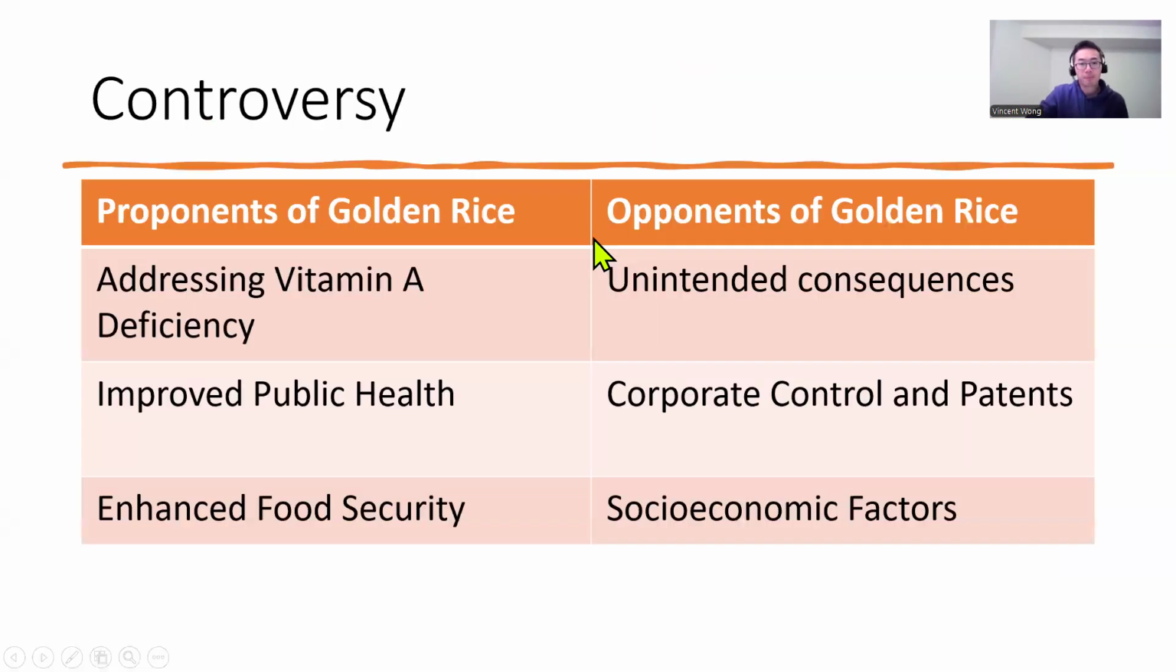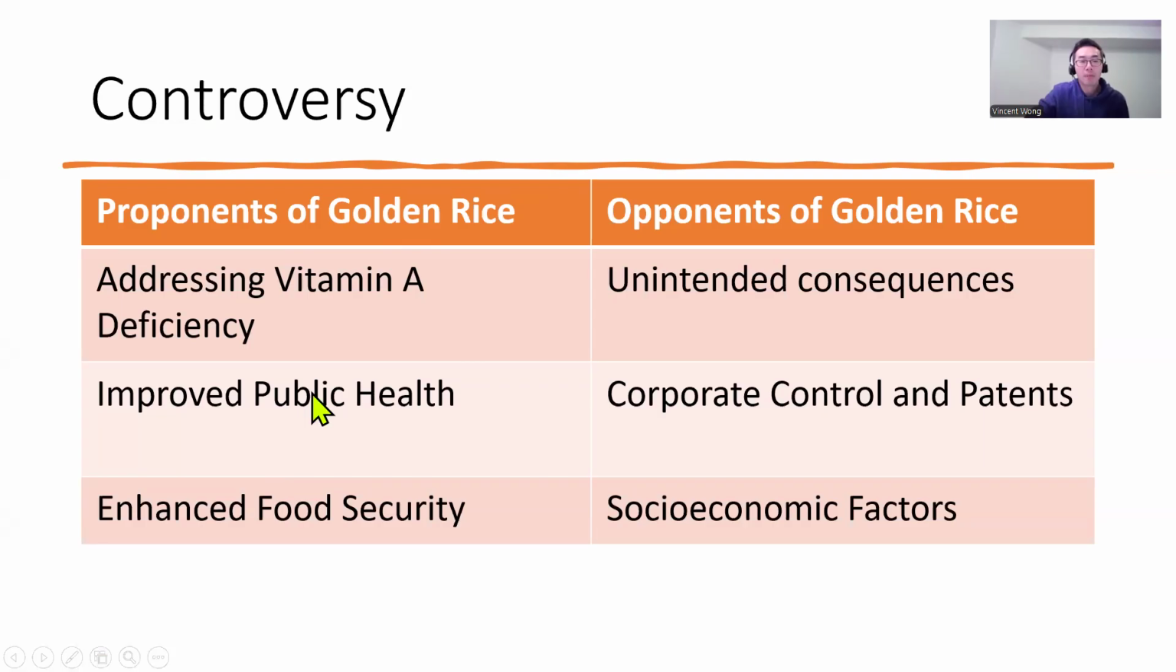Now, is this a good thing or is this a bad thing? Well, as with many things, there are two sides of the story, and here are some basic controversies that you can look up if you want to read more about it. People who support the idea of golden rice, I'm sure you can come up with the arguments. First, it addresses the vitamin A deficiency problem, right? If you can prevent a kid from going blind, why wouldn't you, right? That's what they're saying, right?